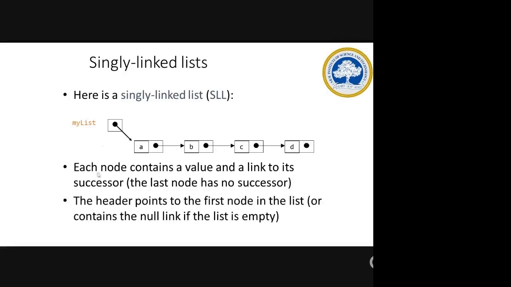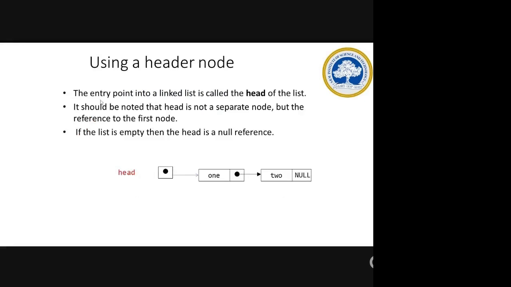And the head node, the header node, points to the first node. That is a default node, I told you, the head node, which will always point to the first node. So using a header node, the entry point into the linked list is the head. Head is not a separate node, but it is a reference to the first node. If the list is empty, the head is null. That is, this will be a null reference. This null indicates that if the list is empty, head will be null.